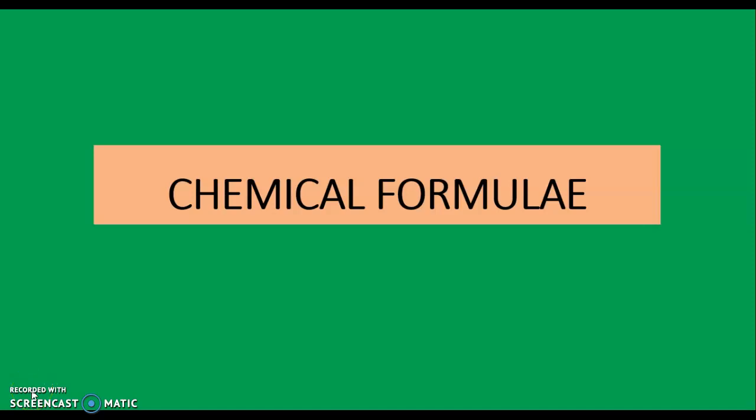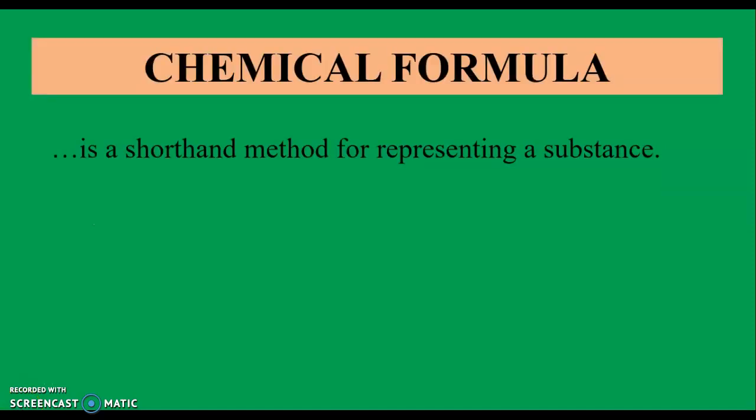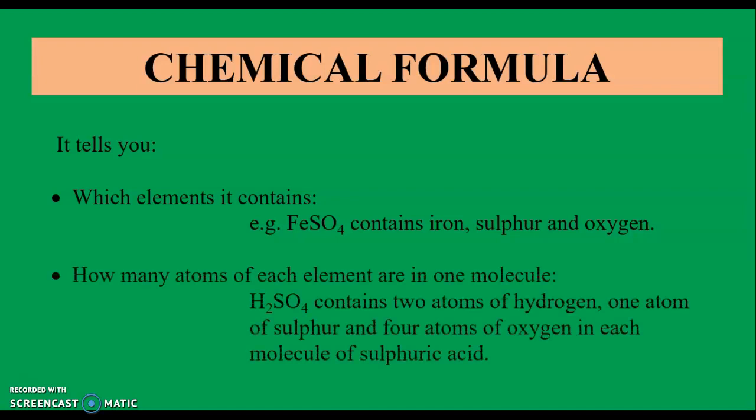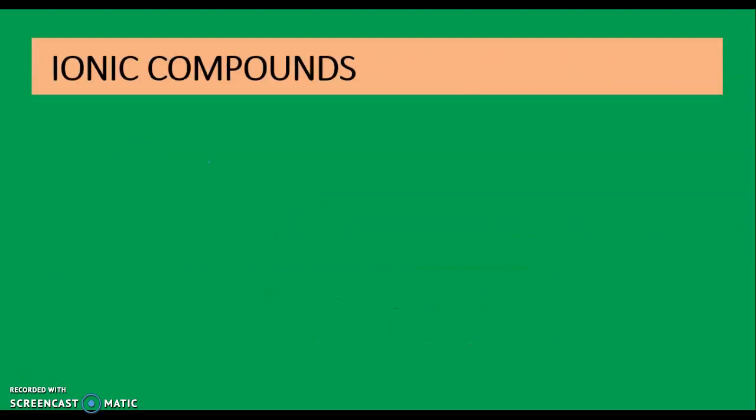Hello, in this video we'll be looking into how to write down the chemical formulae of a compound. So chemical formula, what do we mean by the word chemical formula? Chemical formula is a shorthand method for representing any substance. It will tell you the elements that are present inside a compound, and it will also tell you how many atoms of each element are in one molecule.